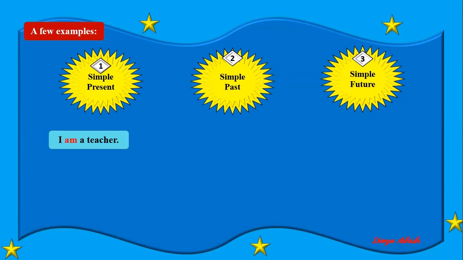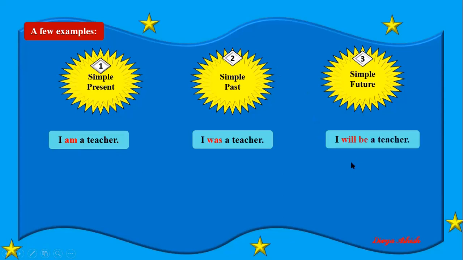Before we conclude this session, let's go through a few more examples. The first sentence given here is "I am a teacher." Here, the verb is in the simple present tense and it is am. And this past tense form of am is was. So we can rewrite this sentence in simple past tense form as "I was a teacher." The same sentence can be rewritten in simple future tense as "I will be a teacher."